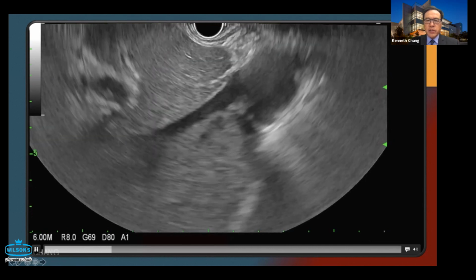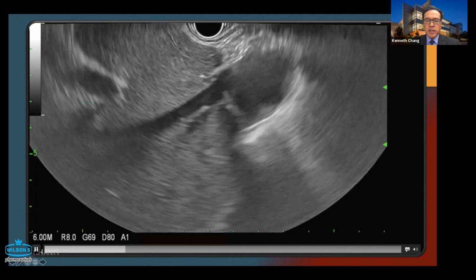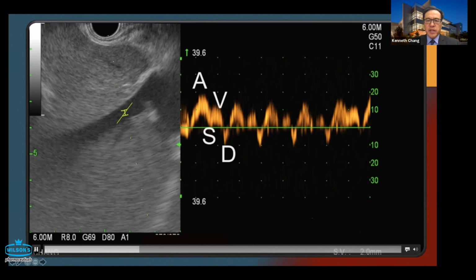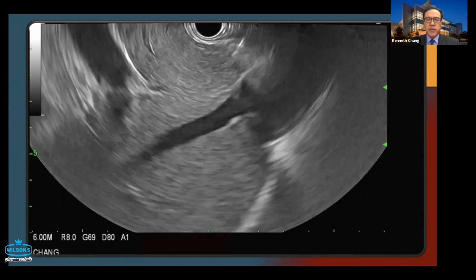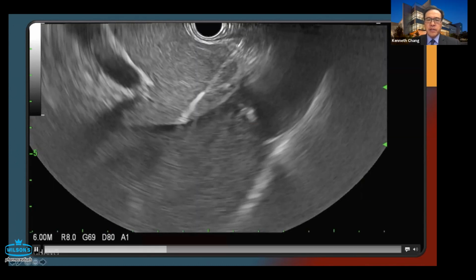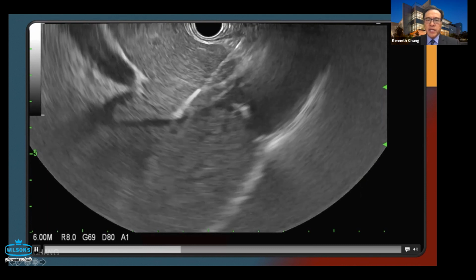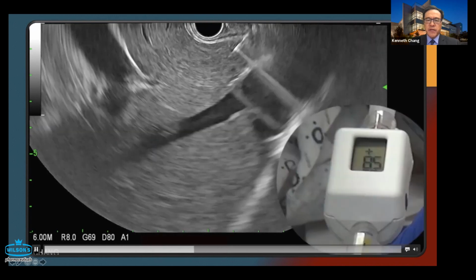We can do pulse wave Doppler to get confirmation of the vessel, and this is the pulse wave. The pulse wave is very typical. It has 4 phases, A, S, V, and D, and that is clearly distinct from the portal vein, which is a venous hum. Here you can see the 25 gauge needle passing through some liver parenchyma, and that's a safety measure: always pass the needle through liver before entering the vessel.